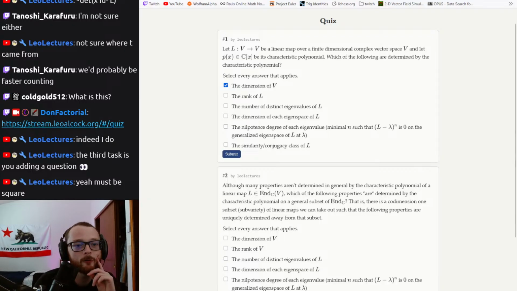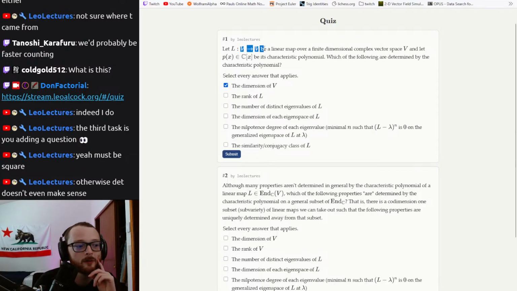Oh, and yeah, I think we know it's square because it's V to V. Also det, yeah. Probably faster counting, probably.